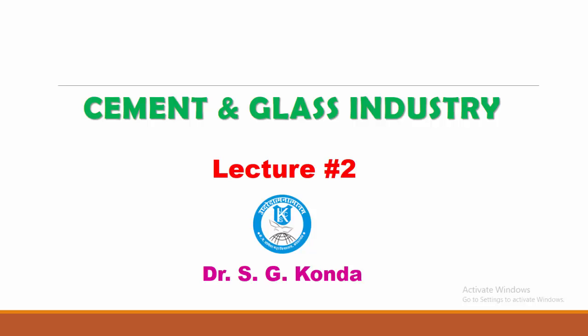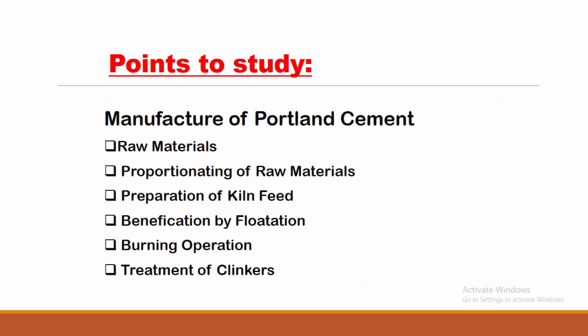We also studied the different types of cement. There are 10 types of cement that we studied. Out of the 10 types, we are interested in studying the manufacture of Portland cement. The types of Portland cement were also studied in the previous lecture. In this lecture today, we are going to study the manufacture of Portland cement.